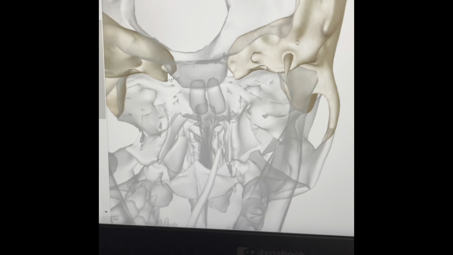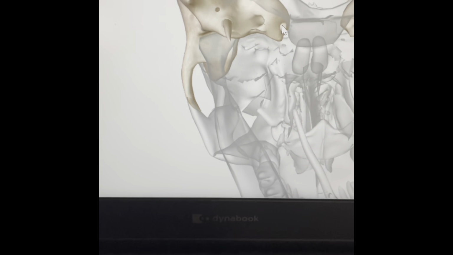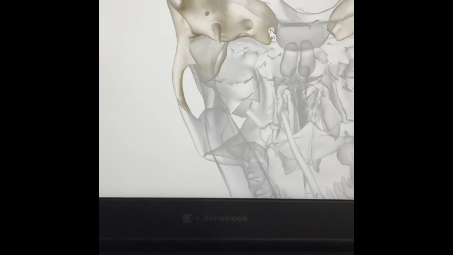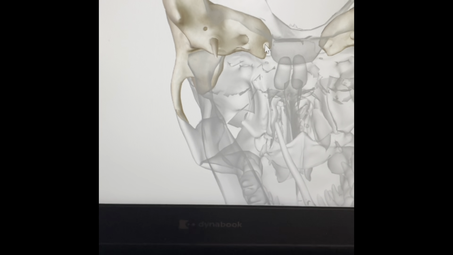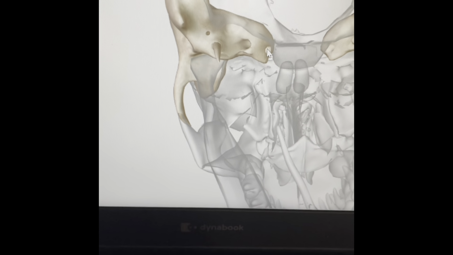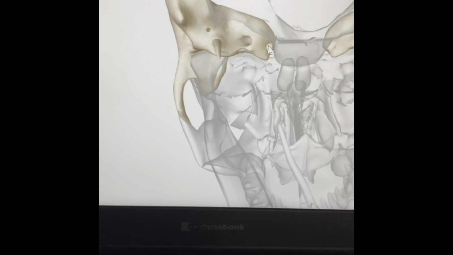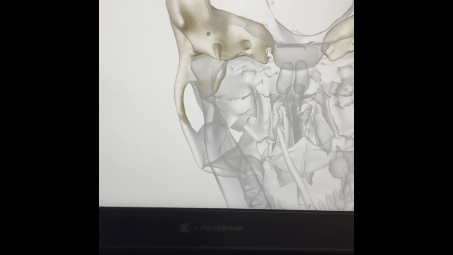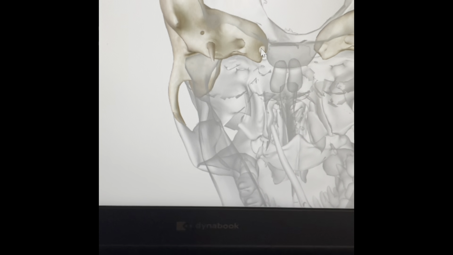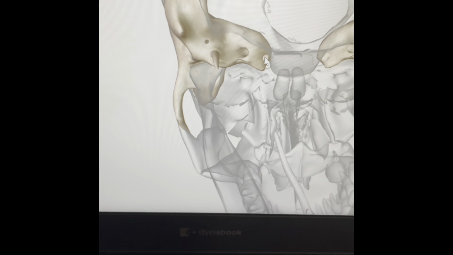This little notch right here is known as the foramen lacerum, and it's a triangular shaped hole in the base of the skull located between the sphenoid bone, the apex of the petrous part of the temporal bone, and the basilar part of the occipital bone. The foramen lacerum fills with cartilage after birth.